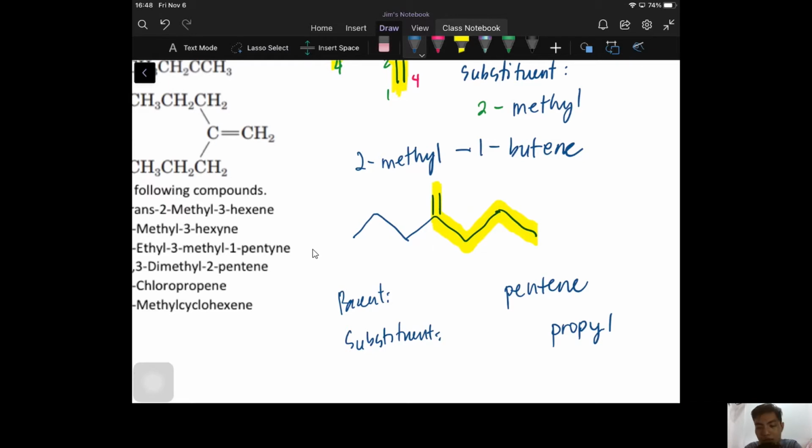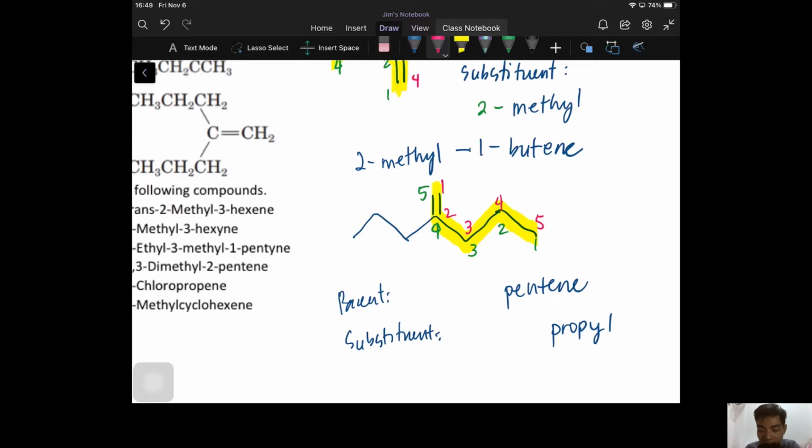This is your propyl. Ngayon, mag-a-assign tayo ng number. Ang numbering natin ay ito. Hindi ko napapakita yung isa pa. Sige, pakita ko na. Okay. So, red or green?